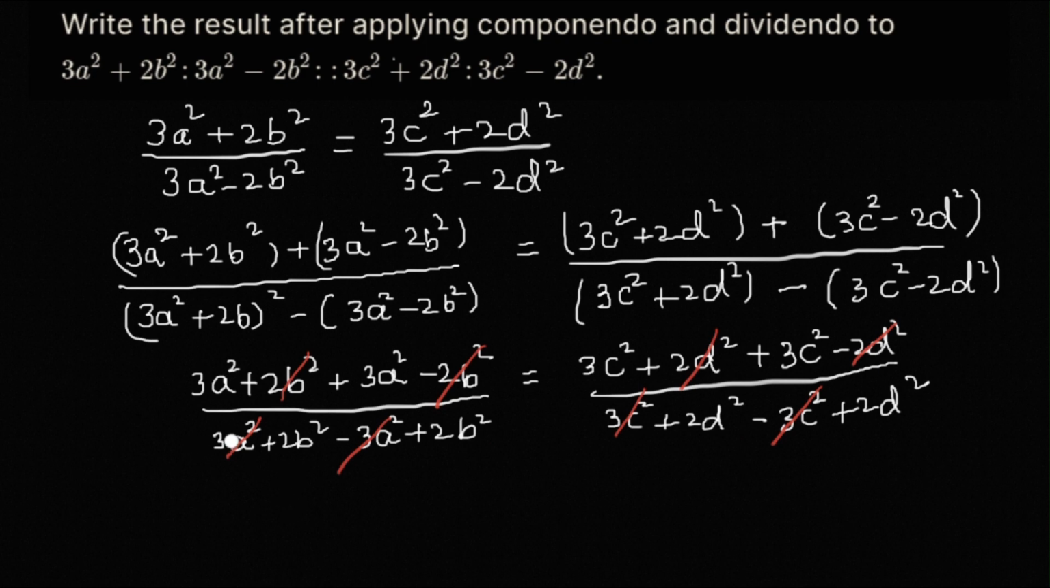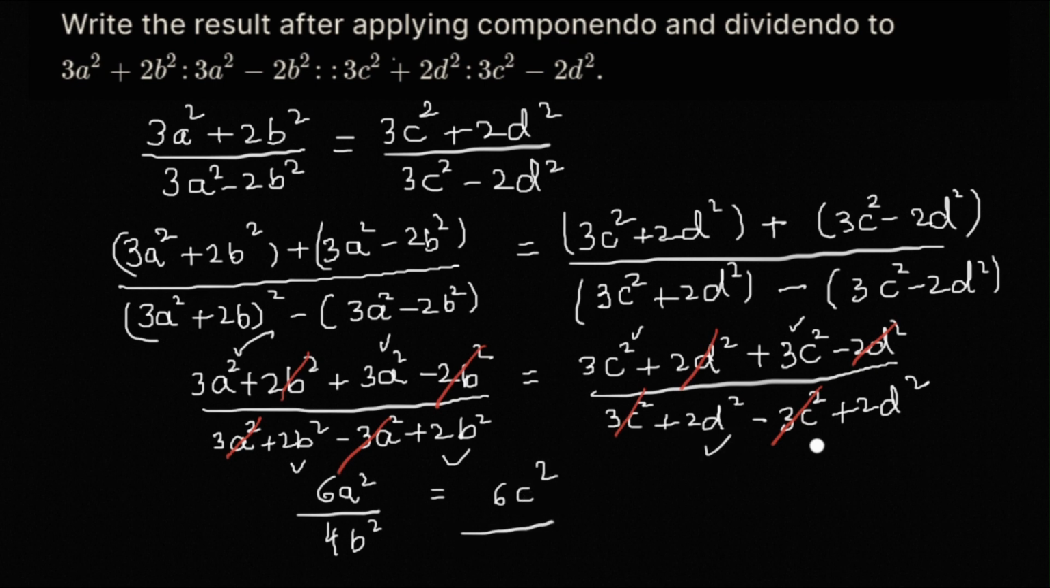Now we need to add the like terms. So 3a square plus 3a square becomes 6a square over 2b square plus 2b square, that becomes 4b square. In the same way, we have 3c square and 3c square, that's 6c square. In the denominator, we have 2d square and 2d square, that becomes 4d square.